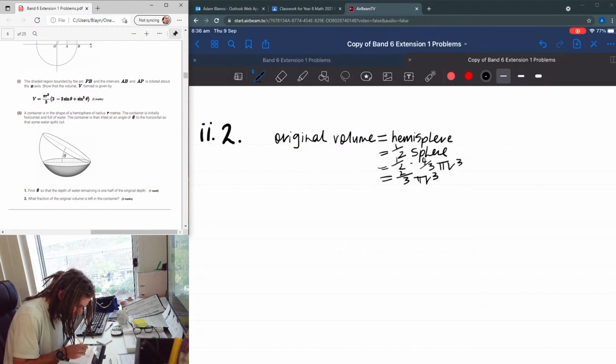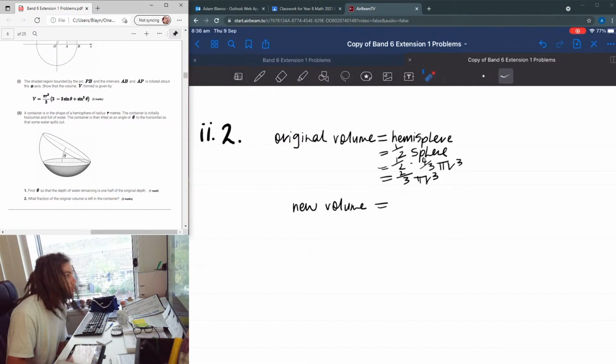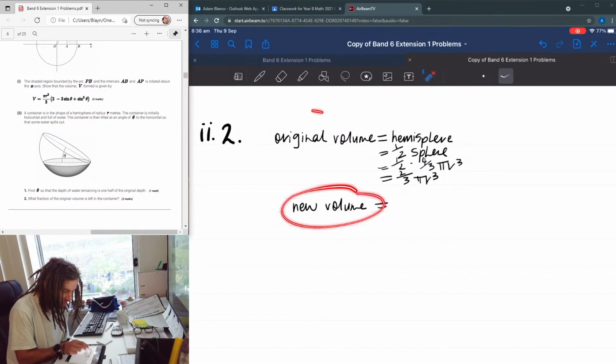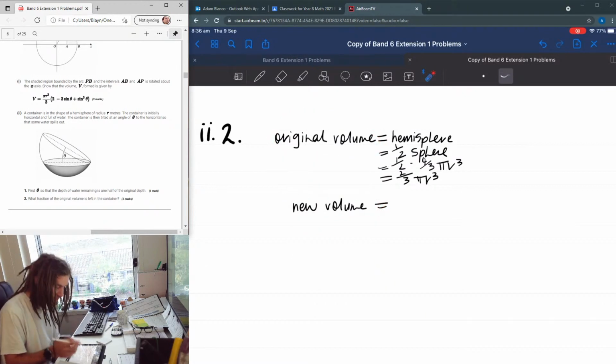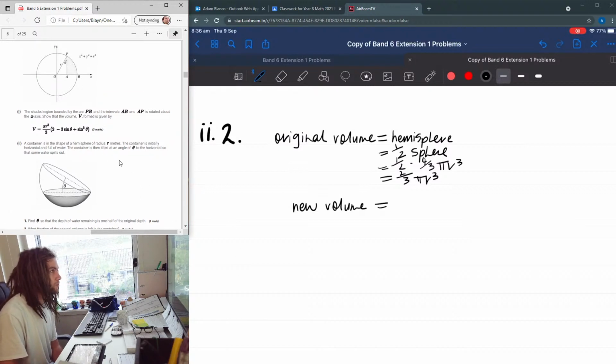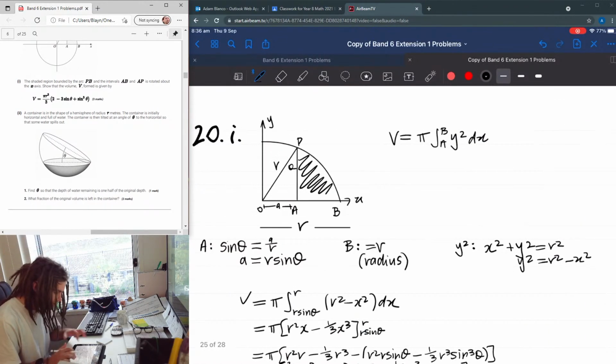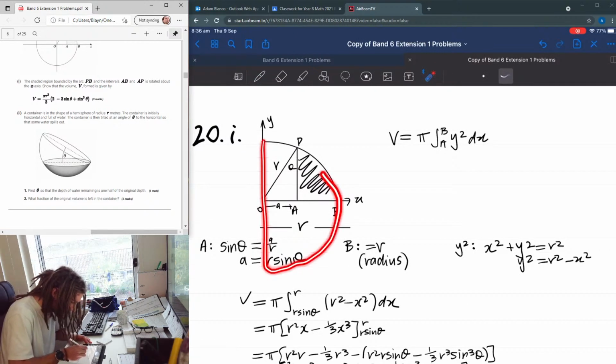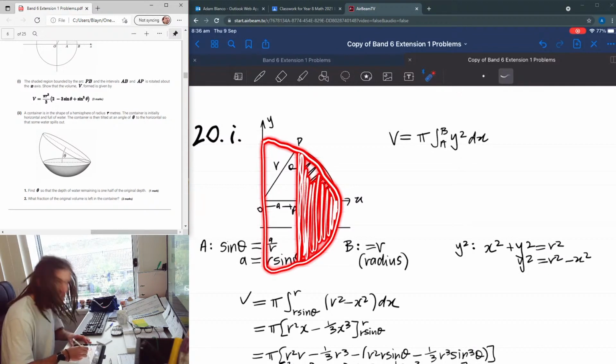Anyway, that's the original volume. If we want a fraction of the original volume, it's going to be the new volume over this, so how much is left over what we originally had. The new volume is what we proved in the first question. I think one of the harder parts is identifying that we have already done that, because by rotating this around we actually found this volume previously, and we haven't actually used that piece of information. We've just had to show that question and then not used it.